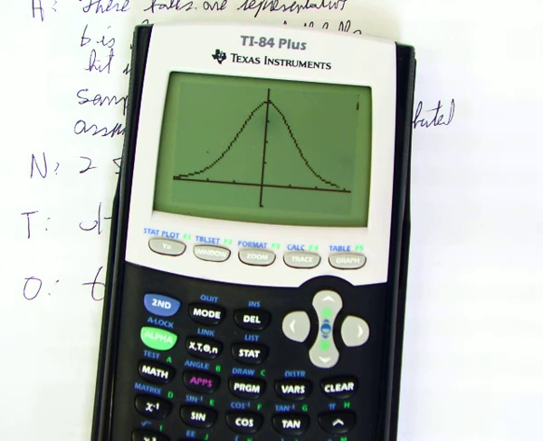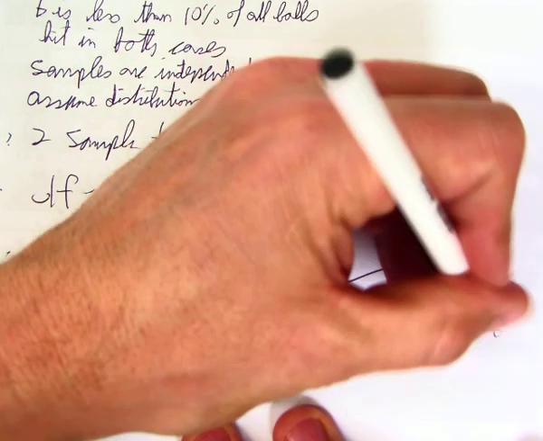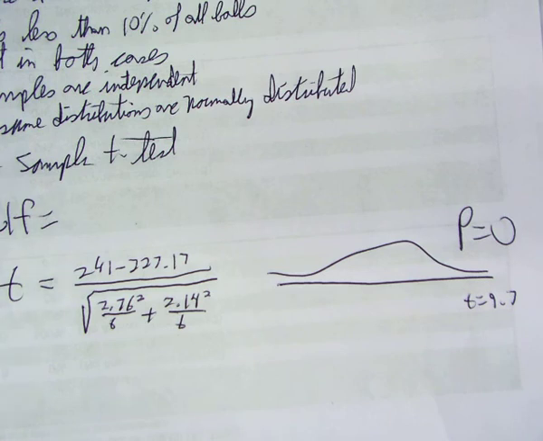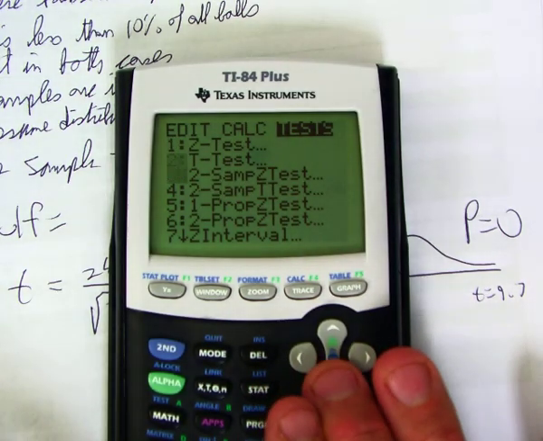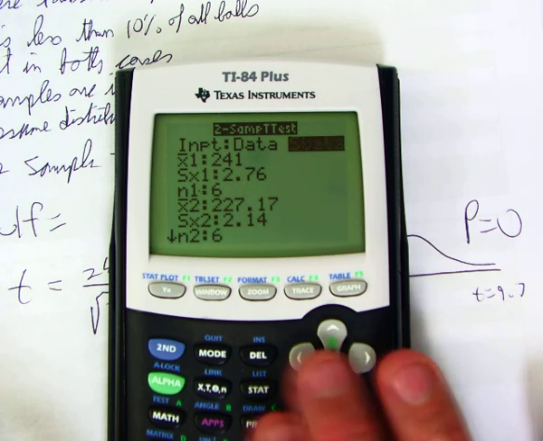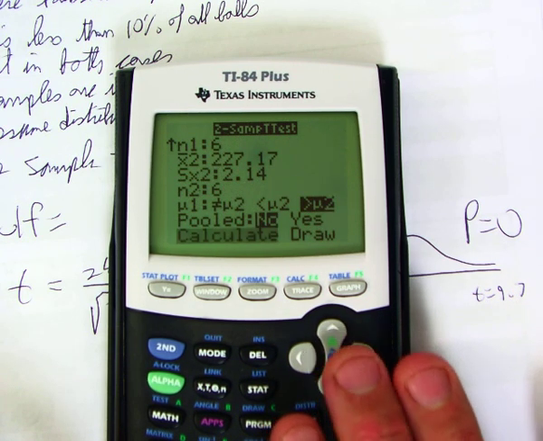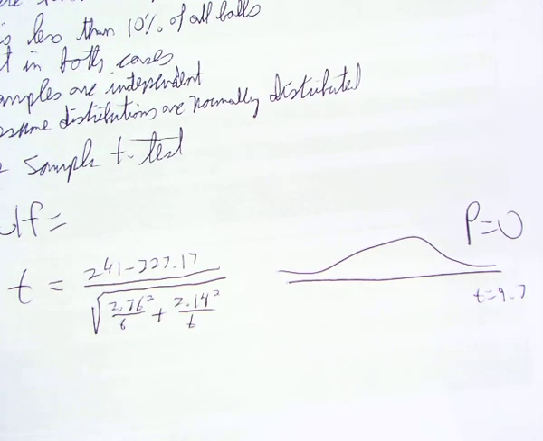Okay, so again, we want to see greater than, and we want to draw. Okay, so t is 9.7 with a p-value of 0. Okay, so t is 9.7, big P equals 0. Okay, now we got to get degrees of freedom. Yep. So I'm going to calculate. Degrees of freedom is 9.42.